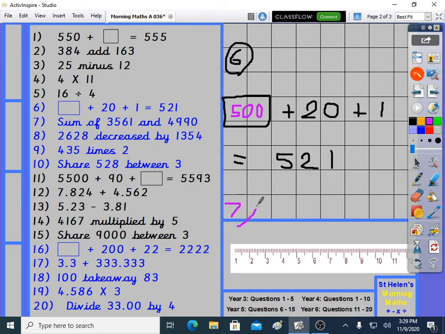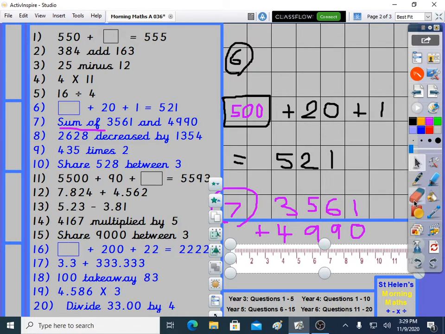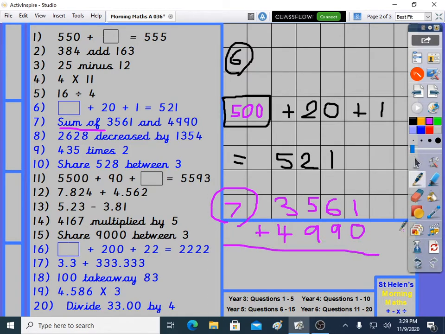Now question 7. I don't have much space. I'll do it down here though. Sum always means plus, 3,561 and 4,990. We're going to do the sum of those. Thanks number line, but I need some space. And it's plus, isn't it?